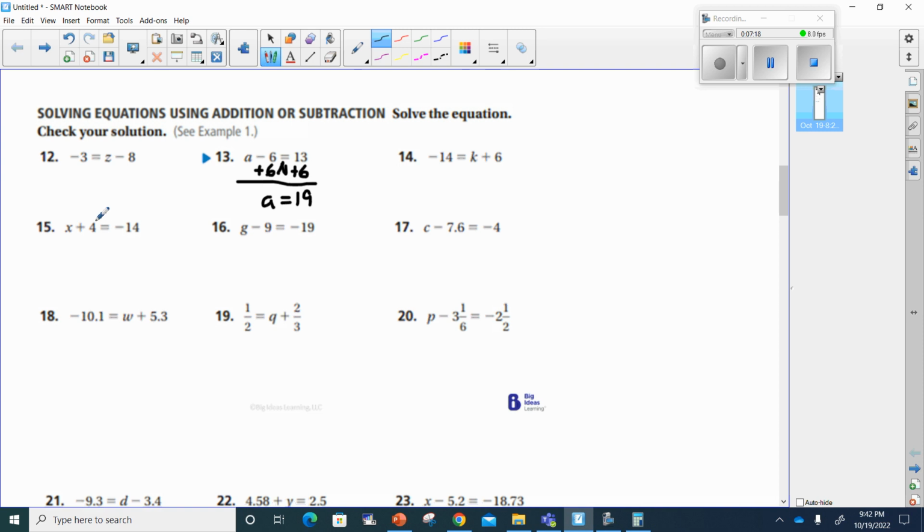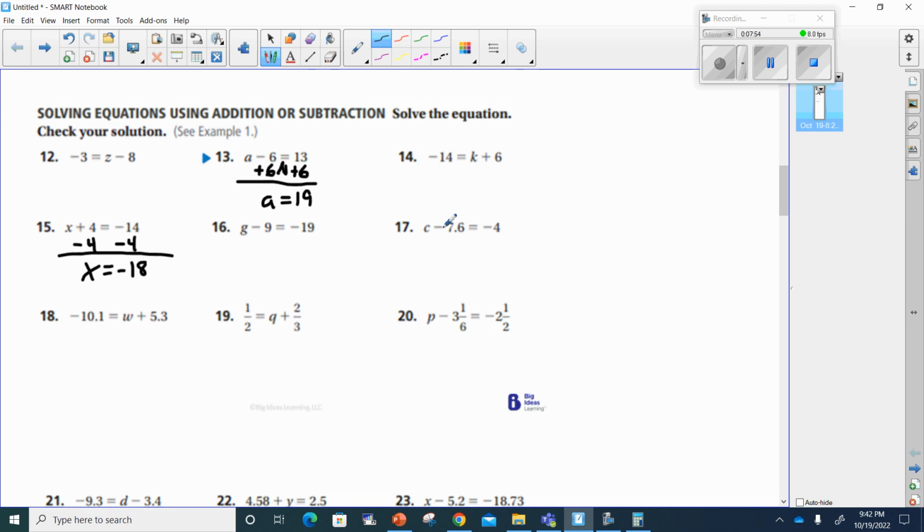All right, I'm going to go to number 15. I see that x is adding 4 to equal negative 14. Again, I want to get my variable by itself. All the letters on one side, numbers on the other. The only way to get rid of a positive 4 is to combine it with a negative 4. And again, whatever I add to one side of the equal sign, I add to the other. Well, both my signs are the same, so I find the sum. This will be negative 18, because 14 plus 4 is 18, and they're both negative. So x is going to be equal to negative 18.